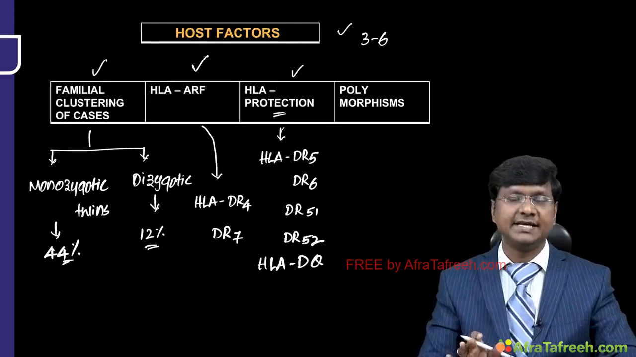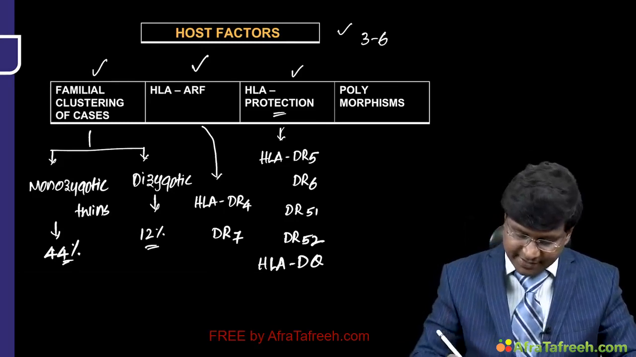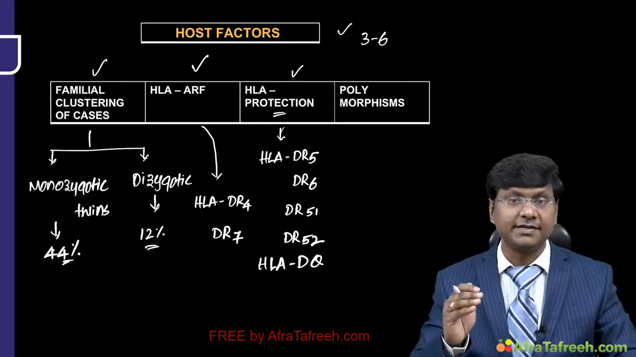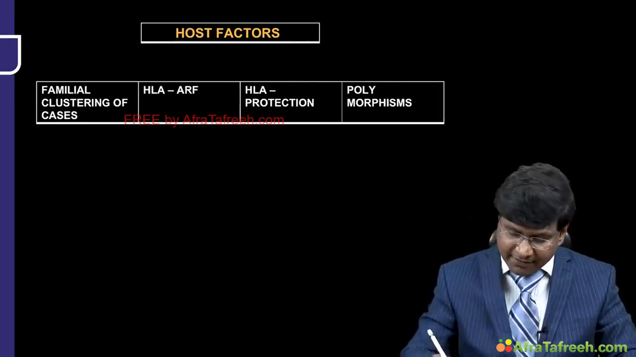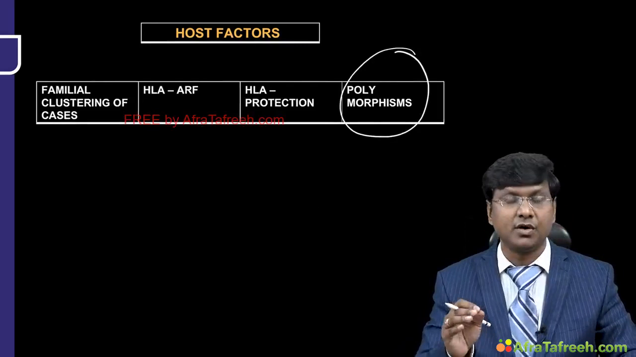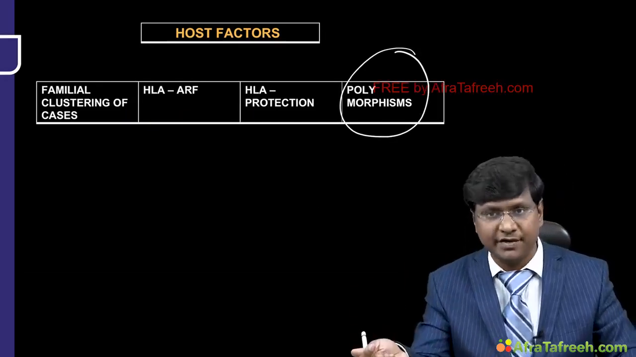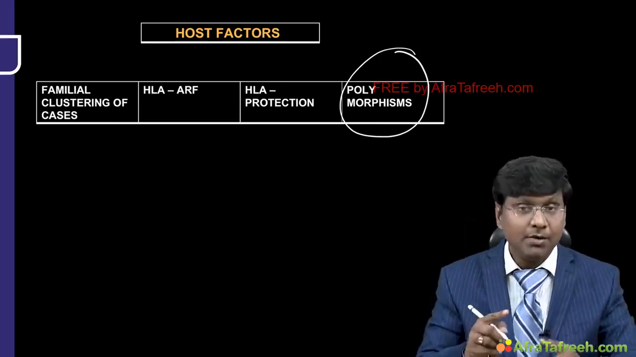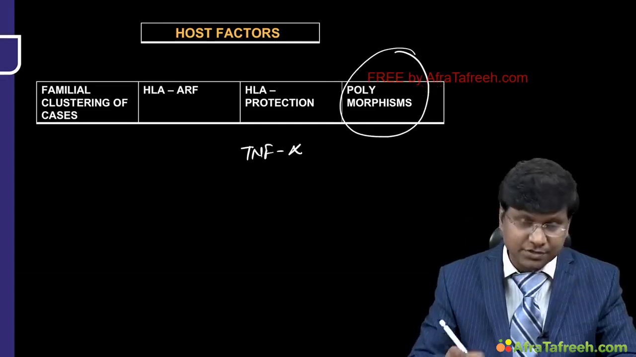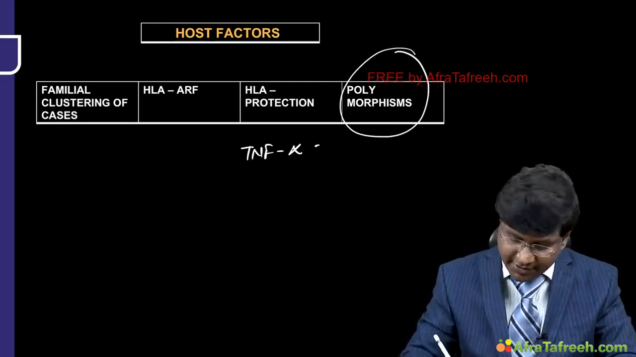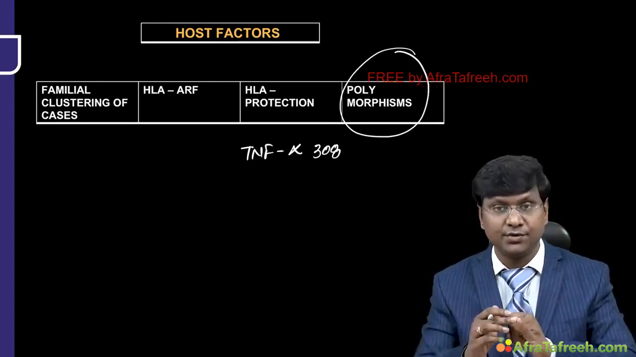So these HLAs are protective in development of rheumatic heart disease, whereas the presence of HLA DR4 and DR7 puts one at increased risk of developing rheumatic heart disease. Apart from this, certain polymorphisms in the host also increase the risk of acute rheumatic fever. Number one, polymorphisms of tumor necrosis factor alpha 308 increase the risk of developing acute rheumatic fever.